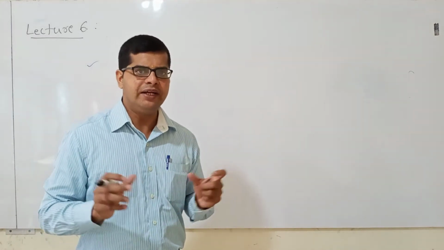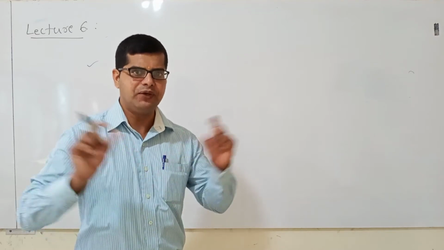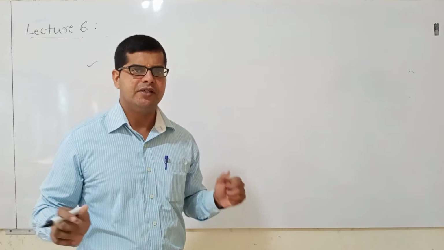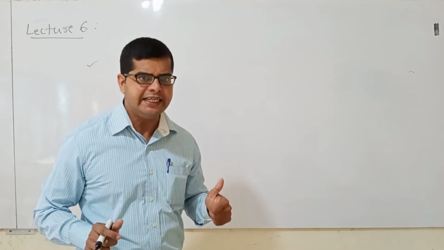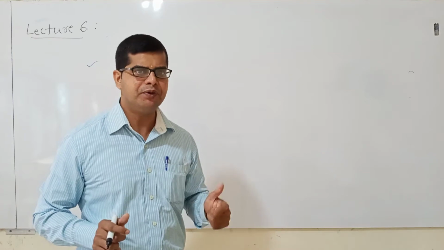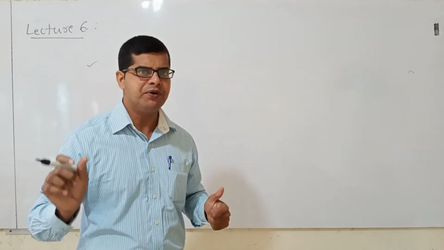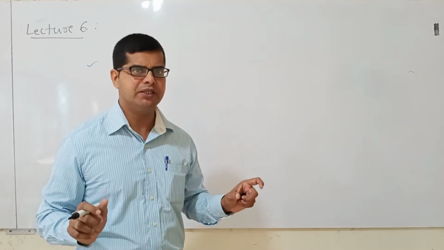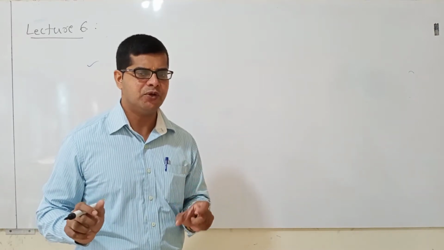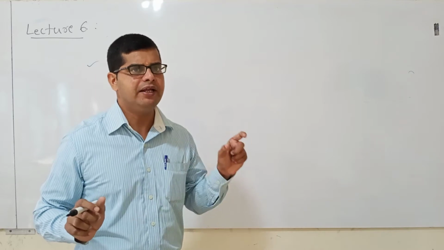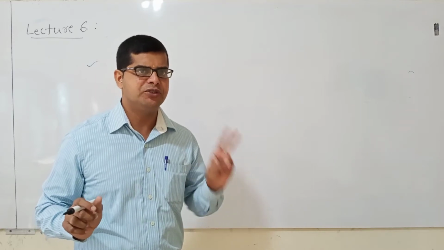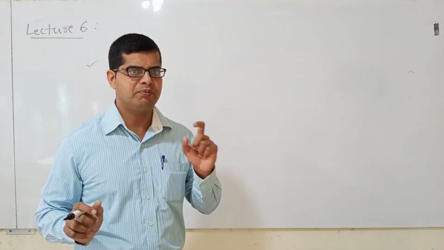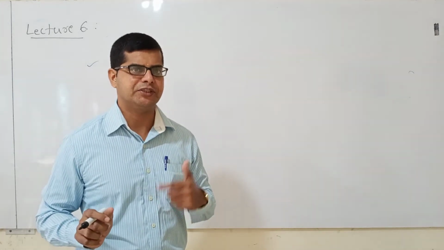Under unweighted price index numbers, again we have 2 classifications: simple aggregative method, then simple average of relatives. In the simple aggregative method, we worked out 2 problems, problem number 1 and problem number 2, which are there in our exercise.